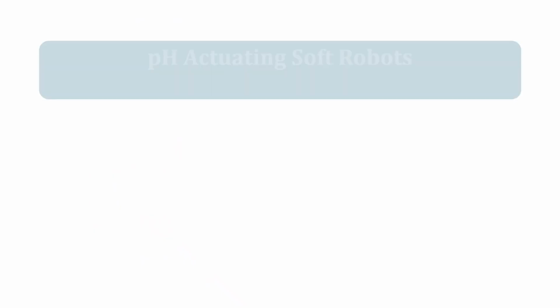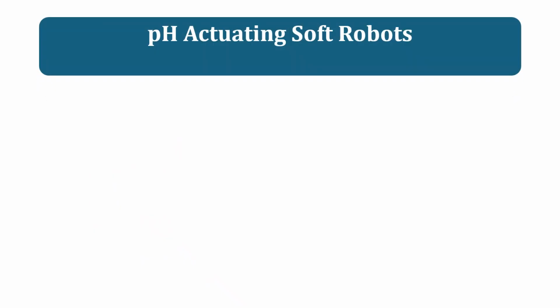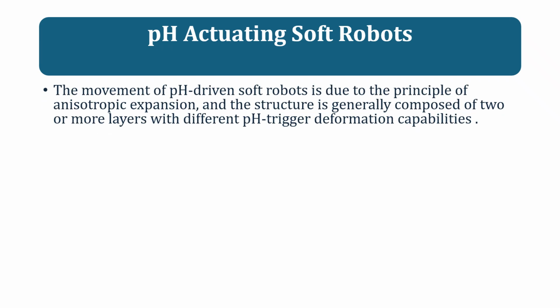Next we have the pH actuating soft robot. It works on the pH, whether your solution is alkaline or acidic or basic, it works accordingly. The movement of pH driven soft robots is due to the principle of anisotropic expansion, and the structure is composed of two or more layers, and these layers undergo pH triggered deformation. It means if the pH of the solution changes, the layers will change accordingly. The deformation of layers occurs.